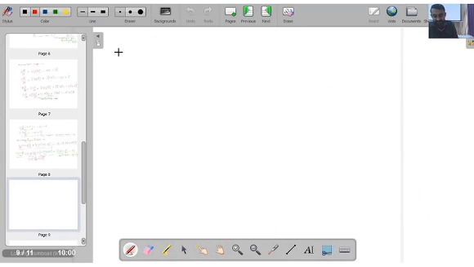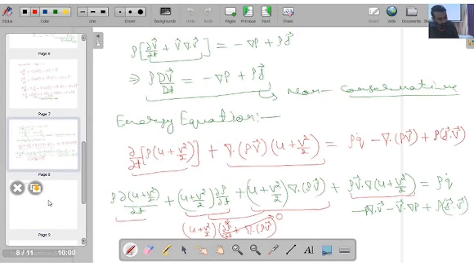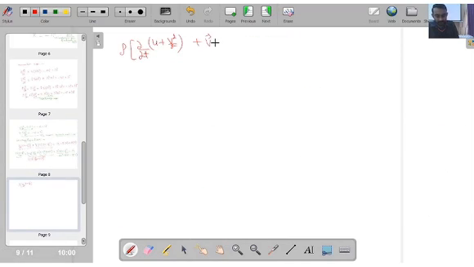In the first and last terms on the left hand side, I will take density outside as common. Then I will be getting del by del t of (u plus v square by 2) plus v vector into gradient of (u plus v square by 2), that is equal to rho q dot minus p into divergence of v minus v vector into gradient of p plus rho times f vector dot v vector.